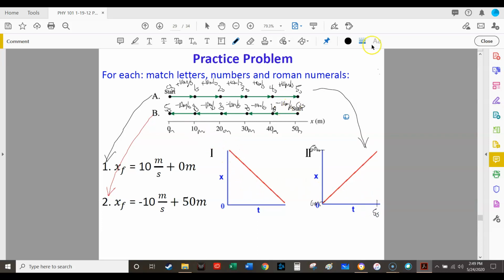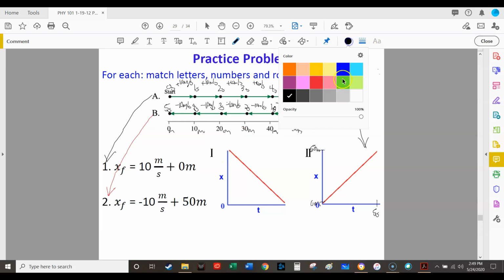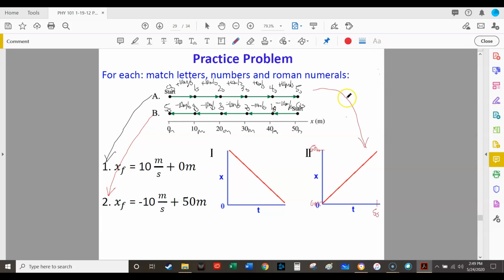The B object looks like it starts off at 50 meters and it ends at the 0 meter mark, and it ends at 0 meters at the 5 second mark. So it looks like B is going to be matched with Roman numeral 1. So B is going to match up with number 2, and it's going to be matched up with Roman numeral 1.